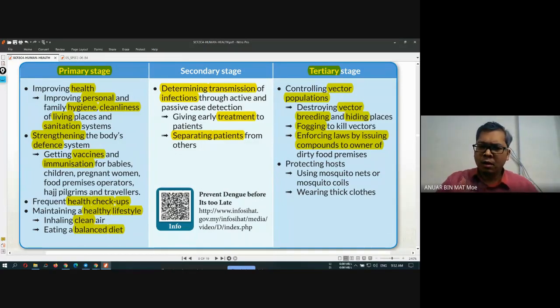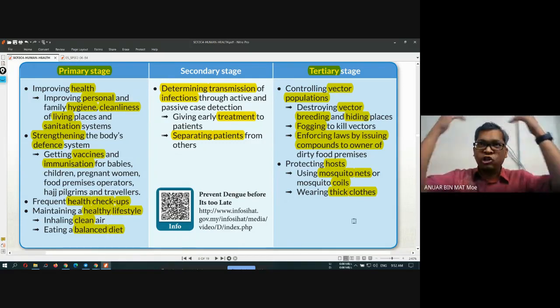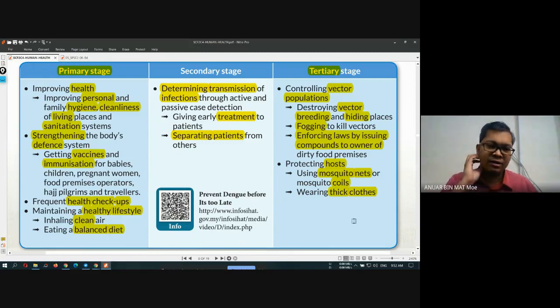Alright, next one. Protecting the host using a mosquito net or mosquito coil. This is in your prevention, and then wearing thick clothes. Or when you sit, you use a blanket. Or you switch on your fan. Or you use the mosquito net. And then for the new technology, there are so many devices that can remove the mosquito. We want to get rid of the mosquito.